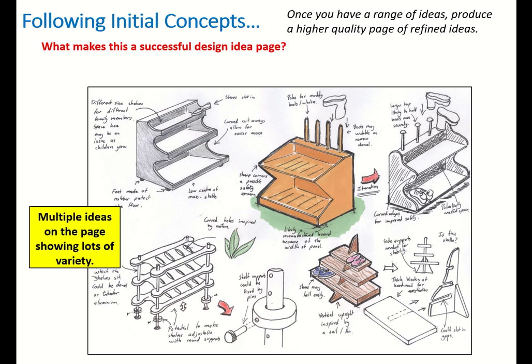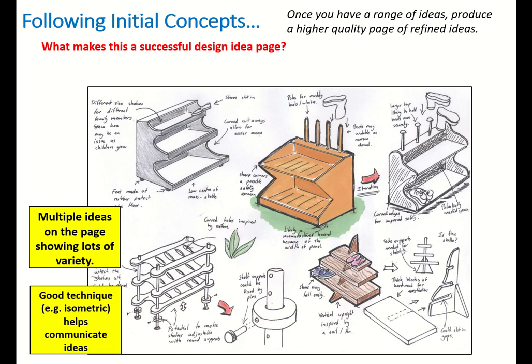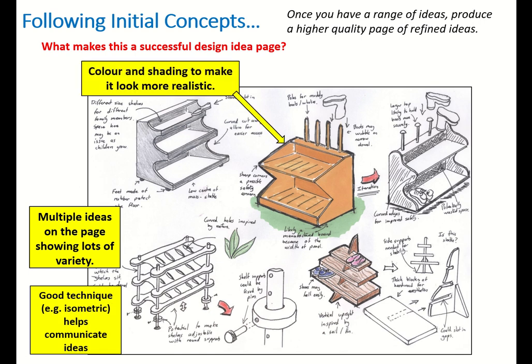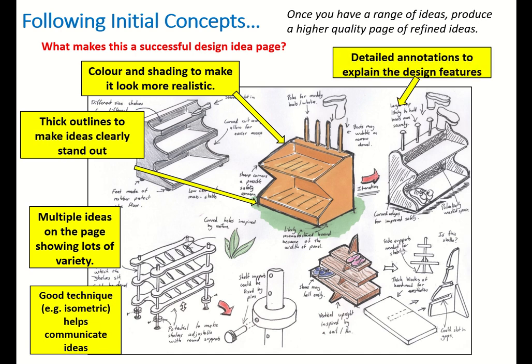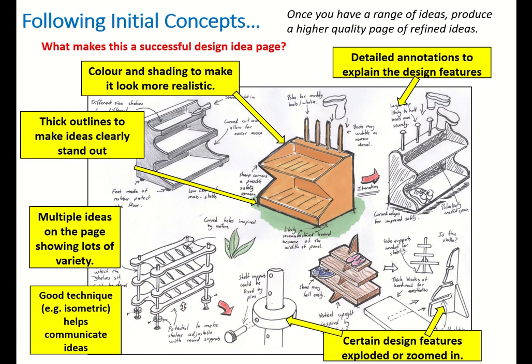What makes this great is that there's multiple ideas showing lots of variety. There's good technique in here, isometric drawing helps communicate. There's colour and shading to make it look more realistic. Thick outlines to make the main ideas stand out. Detailed annotations to explain design features. The thing with annotations is they should explain things that maybe aren't so clear in the sketch. They can also be for strengths and weaknesses. And then certain design features might be exploded or zoomed in. Okay, that would be a top design ideas page.